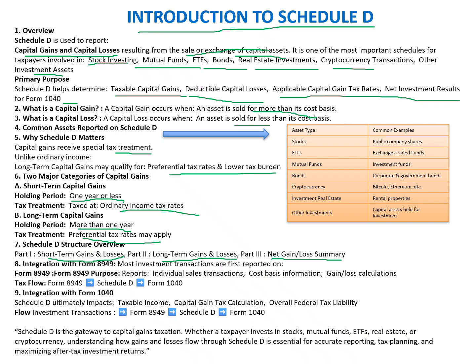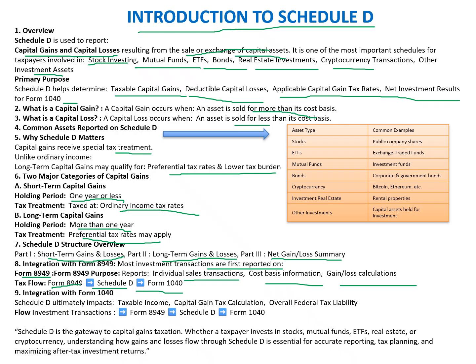Integration with Form 8949: investment transactions are first reported on Form 8949. So this is the form wherein all the investment transactions are first reported. Form 8949 reports individual sales transactions, cost basis information, and the gain or loss calculation. The information from Form 8949 flows into Schedule D, and from Schedule D it flows into Form 1040.